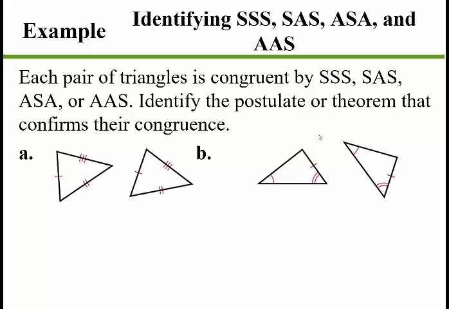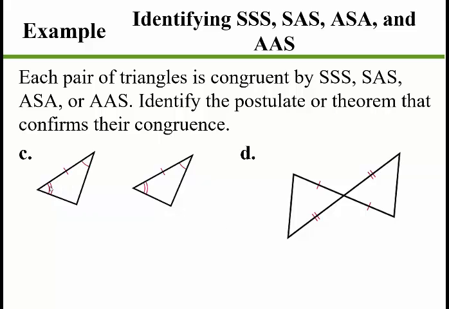All right, so let's just talk about setting these up. For each pair of triangles here, say whether they're congruent by side, side, side, side, angle, side, or angle, angle, side. Let's identify the postulate or theorem that confirms this. So for A here, it looks like I've got three sides that are congruent, so this is side, side, side. Angle, side, it's not the included one here. It's not angle, side, angle. So it's angle, angle, side. We would prove these two triangles are congruent by angle, angle, side.